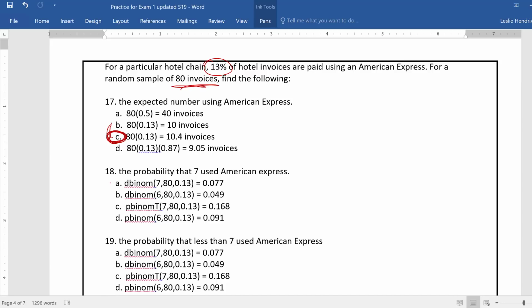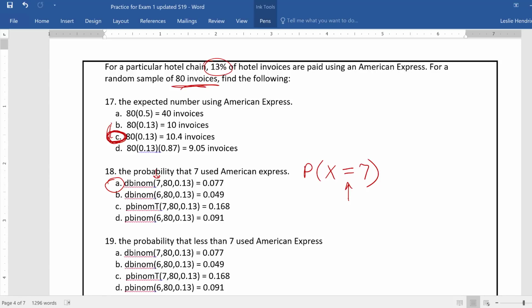All right, the probability that 7 use American Express. So this is a binomial situation. You can see that in the answer choices too. And so the first step is to change the English language into a probability statement. So the probability that 7 use American Express is the probability that our binomial random variable equals 7. And when we have an equal sign in that probability statement, we can directly go to the dbinom function with 7 as our number of interest.